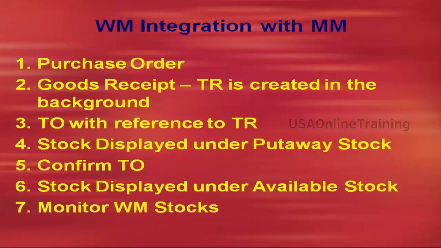How this TR is created in the background, we'll see. By maintaining proper config settings, TR is generated. We'll see how to create it during our class execution. When the TR is created, it is converted into a transfer order, so TO with reference to TR. TO stands for transfer order. It is an instruction to transfer the stock of the material from the source to the destination bin. Once TO is created, the stock will be displayed under put away stock. It means it is ready to be placed in the warehouse, but still it is not placed. Then we confirm the transfer order and the stock is displayed under available stock.